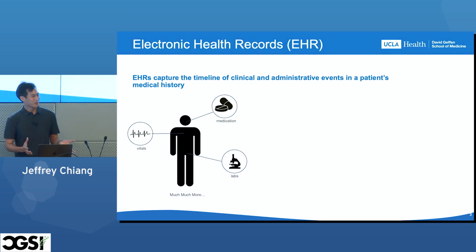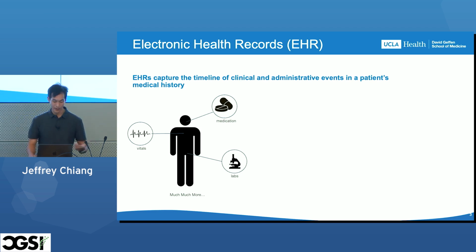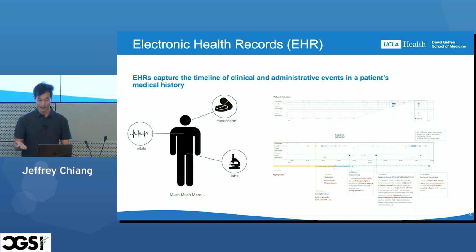So I wanted to back up. We've been talking about the EHR a lot this week and just slow down a little bit and introduce electronic health records, which, as we all know, capture the timeline of clinical and administrative events in a patient's medical history. So this includes fields we might be familiar with, like what kind of medications patients got, vital signs, laboratory values, diagnoses. These also have information like timestamps for when certain procedures were ordered or other things like that.